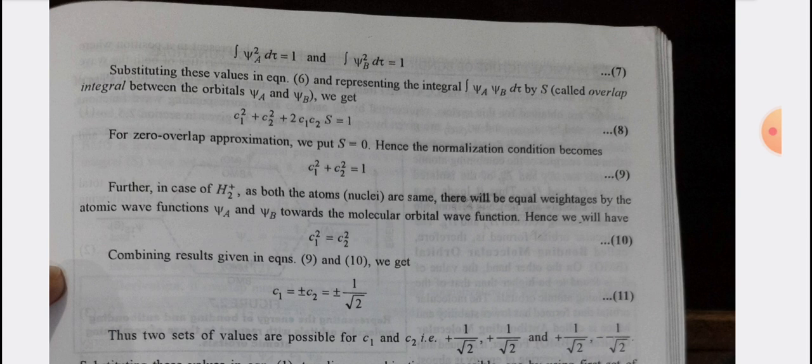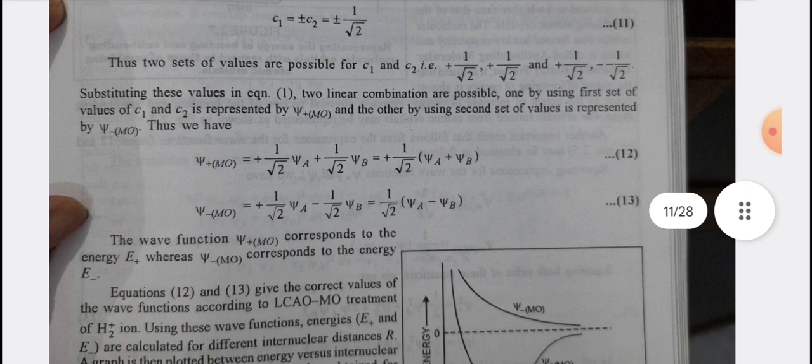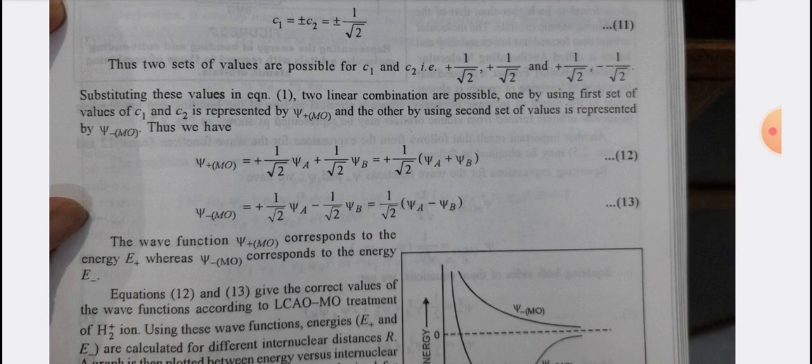Further, in the case of H2 positive, both the atomic nuclei are the same, so there will be equal weightage by the atomic wave functions psi A and psi B toward the molecular orbital wave function. Hence we will have C1 square equals C2 square. Combining the results, we get C1 equals plus or minus C2 equals plus or minus 1 by root 2. Two sets of values are possible for C1 and C2, that is plus 1 by root 2, plus 1 by root 2, and plus 1 by root 2, minus 1 by root 2.